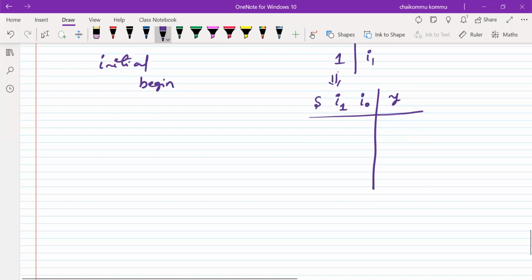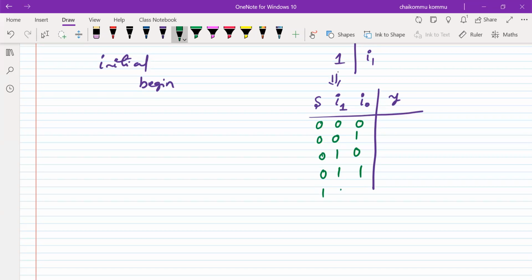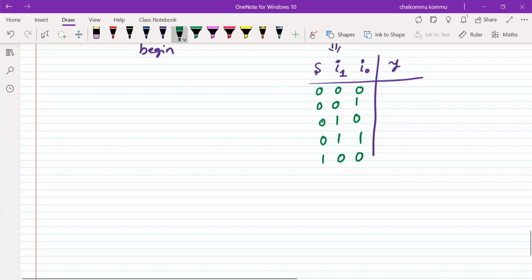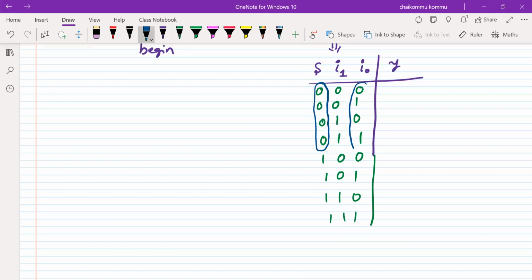Now how will the vectors look? 0, 0, 0. We have 3 inputs, right? So we have 8 possible combinations: 0 0 0, 0 0 1, 0 1 0, 0 1 1, 1 0 0, 1 0 1, 1 1 0, 1 1 1. What is the output here? You can observe that if S is equal to 0, I naught will be selected. So I naught, 0, 1, 0, 1. Better to write it in this way.